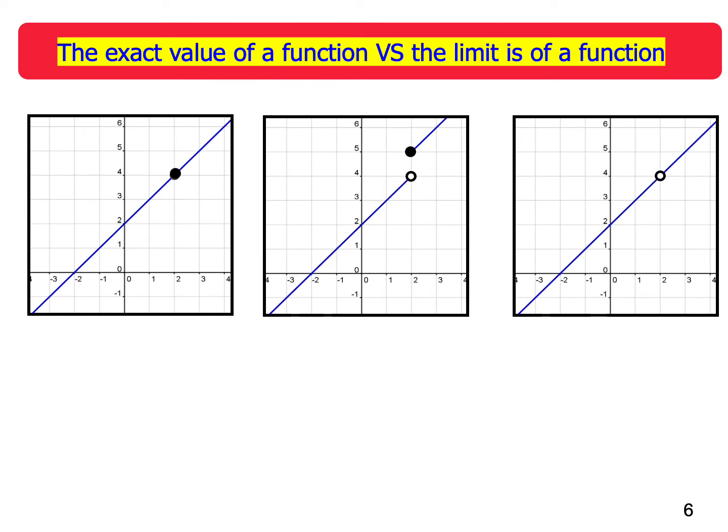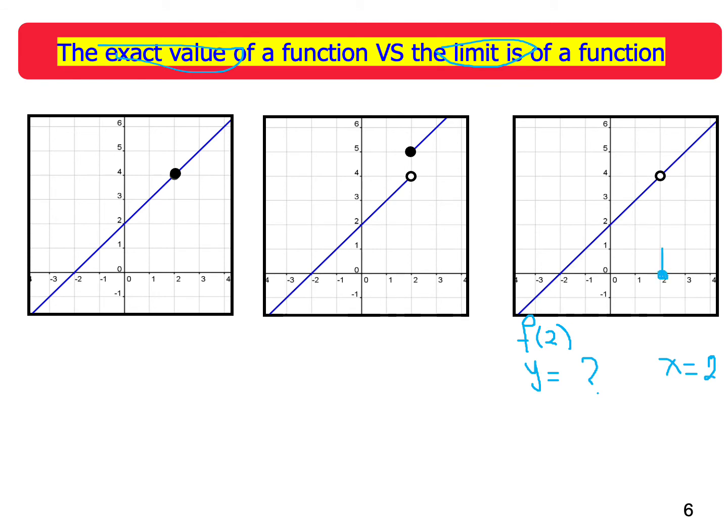Let us solve some examples to understand the difference between the exact value of a function and the intended value of a function, or the limit of a function. Let me start with the first graph on the right. Let me first find f of 2. If I want to find f of 2 here, I need to know the value of y when x equals 2. Since I don't have a function to substitute into, I go to the graph. So I stand on 2.